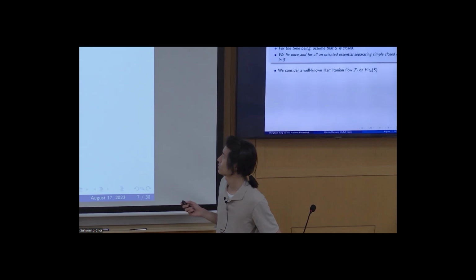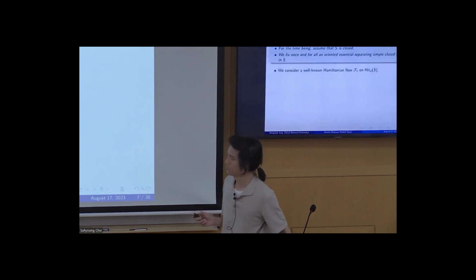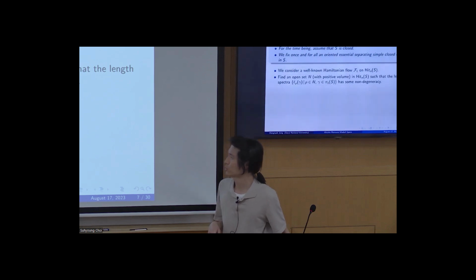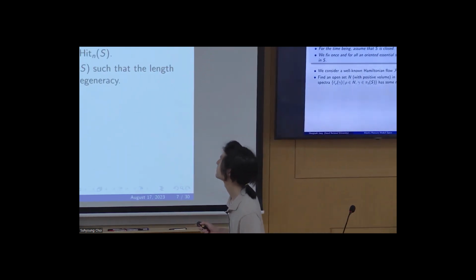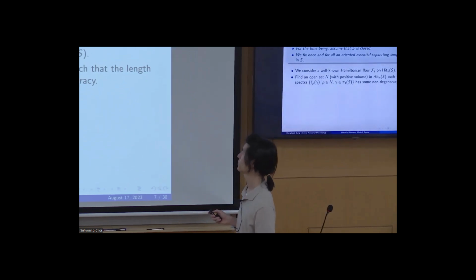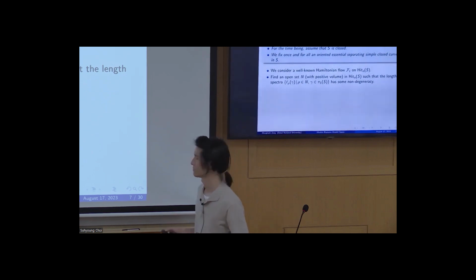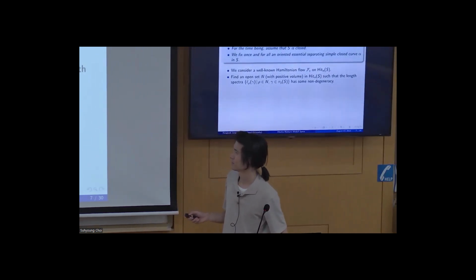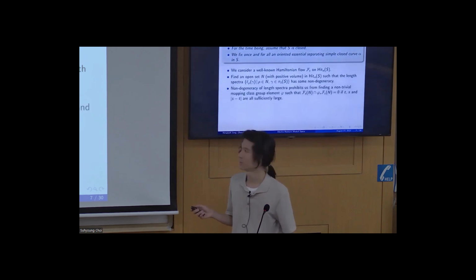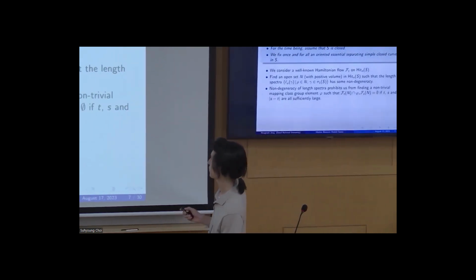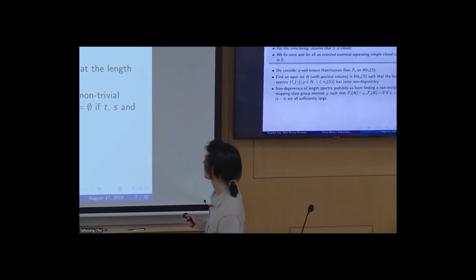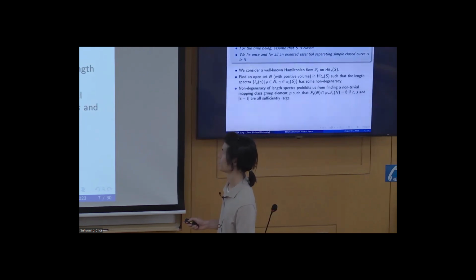First, consider the very well-known Hamiltonian flow due to Goldman. And we choose an open set with positive volume in the Hitchin component such that it has some sort of length spectra non-degeneracy. I will make it clear later. But this property actually prohibits us from finding a non-trivial mapping class group element that maps this set back to the original one, provided we just flow this set far enough.